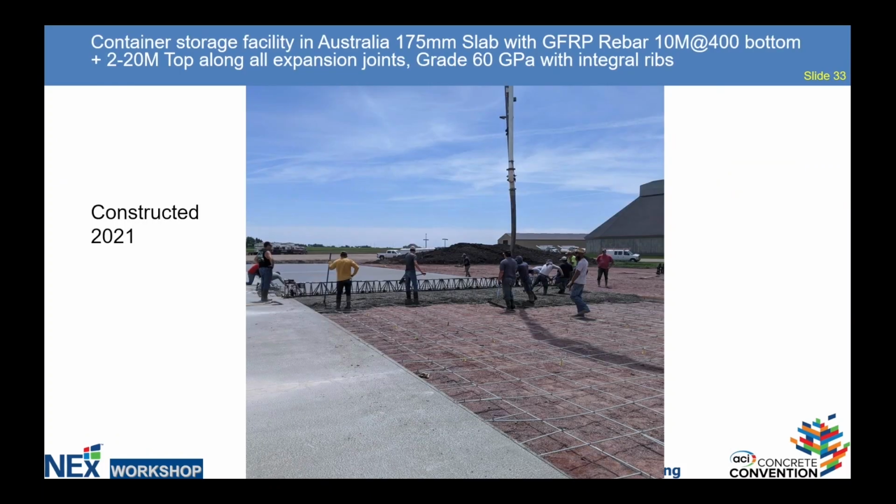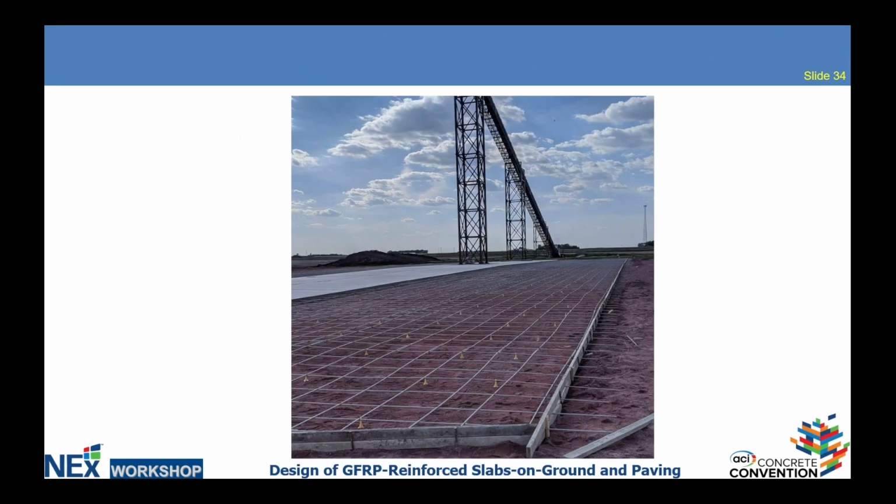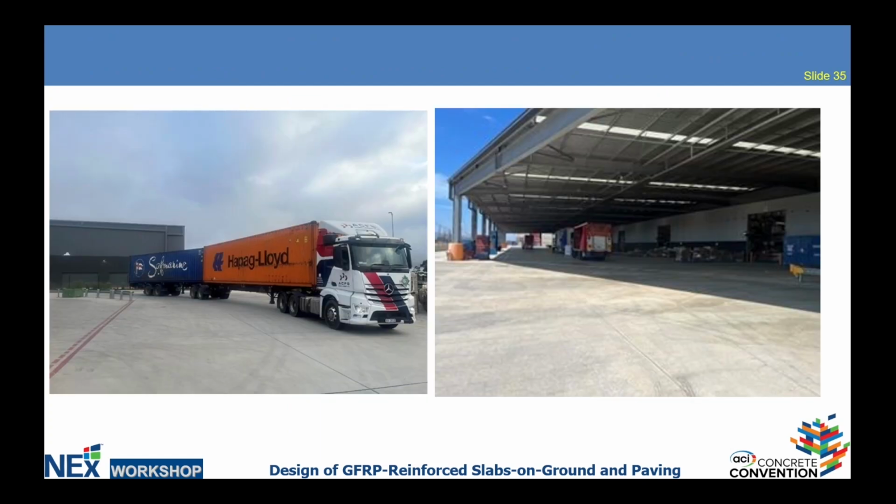Wrap up. Okay, this project in Australia, 7-inch slab, we reinforce it with 10M at 400, that means 10M at 16 inches spacing both ways. It was constructed in 2021, is working fine, upholding very well, no problem, okay?